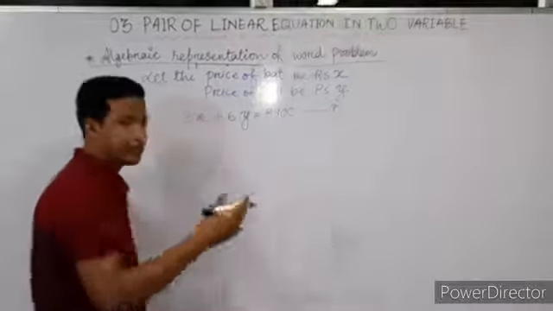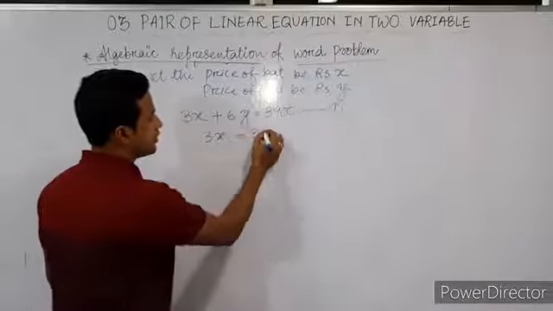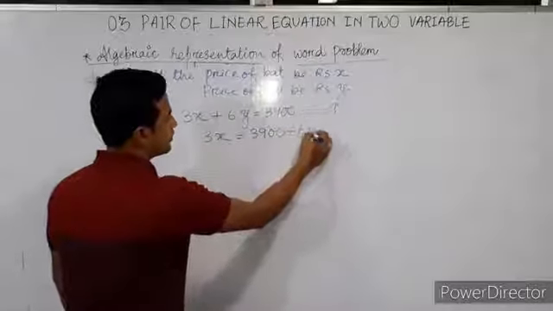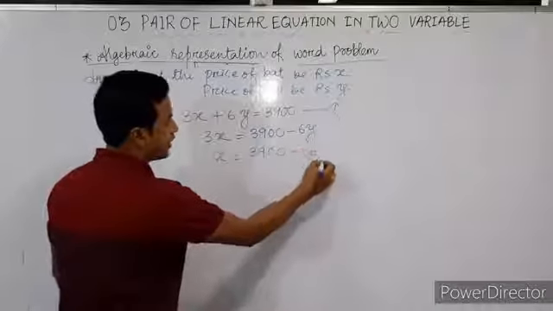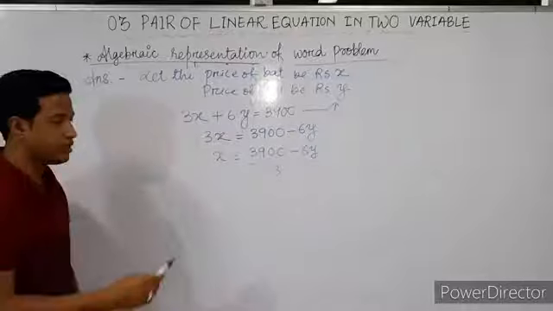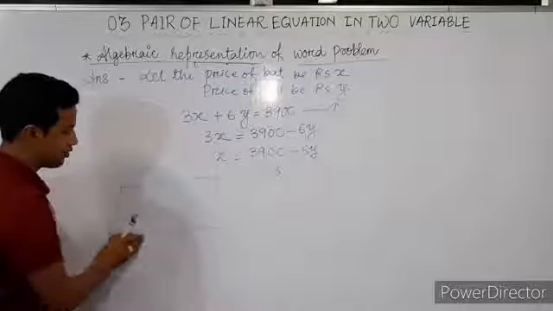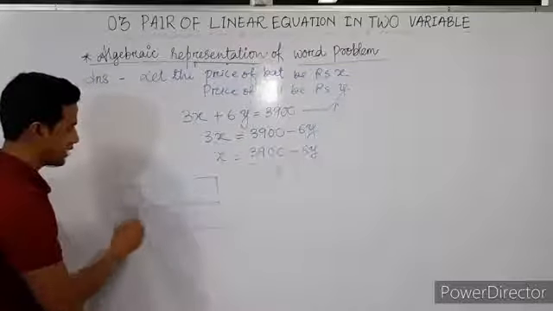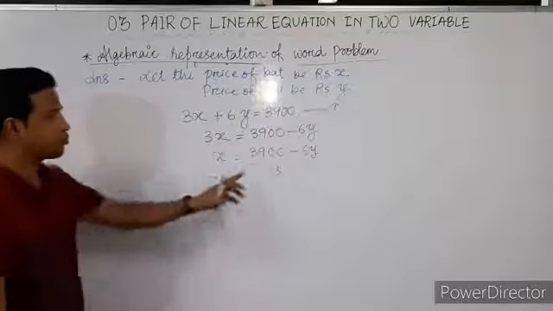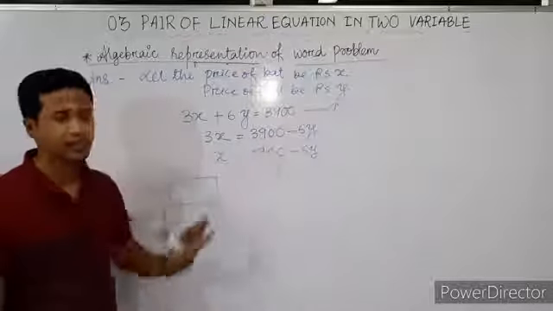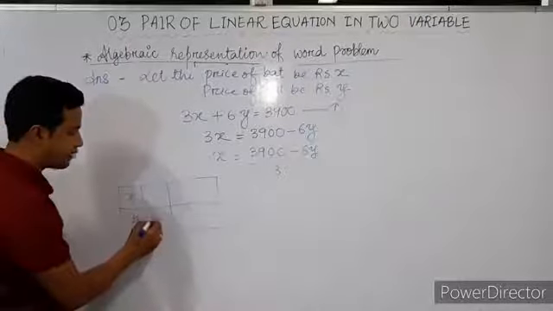Like this you have to do, as I have already done in the previous video, that is 3x is equal to 3,900 minus 6y, and x is equal to (3,900 minus 6y) upon 3. After that, we prepared a box like this, you might remember. In that, we are going to put the value of x and y. Here we put the value of y, and from that y we get the value of x. For example, let us take the value of y is equal to 300.